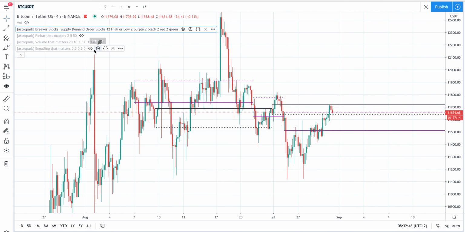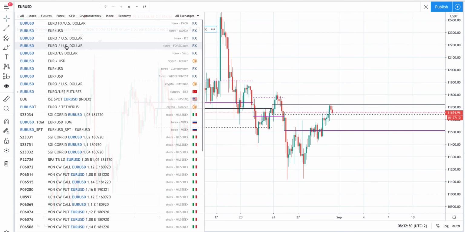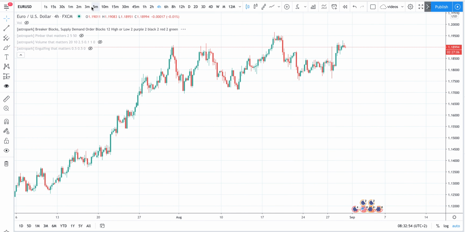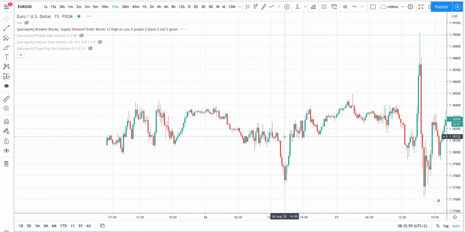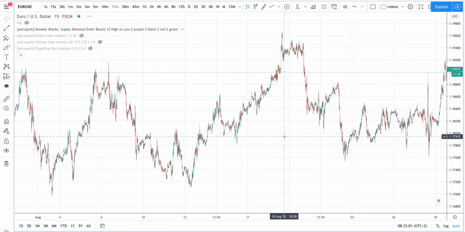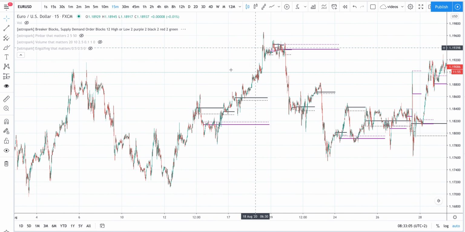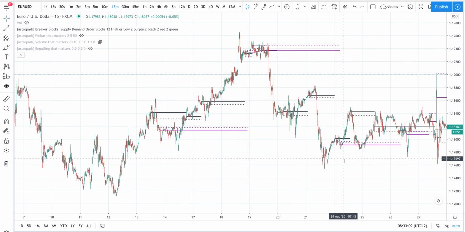Another. Let's go to another market. For example, here USD. Let's go on 15 minutes. We can't go too much in the past because TradingView has again, as I said, a limit on the lines you can draw.